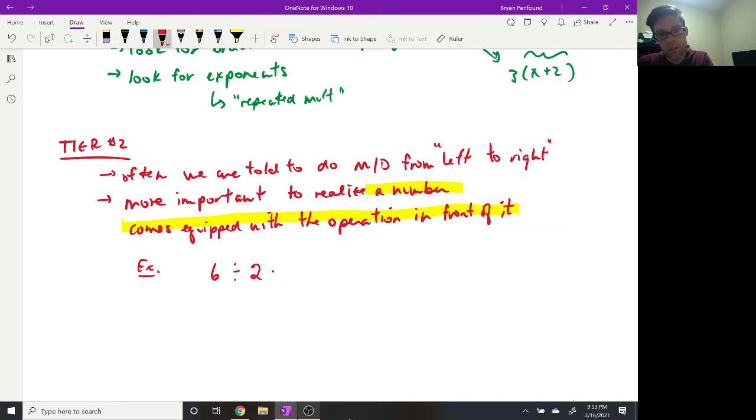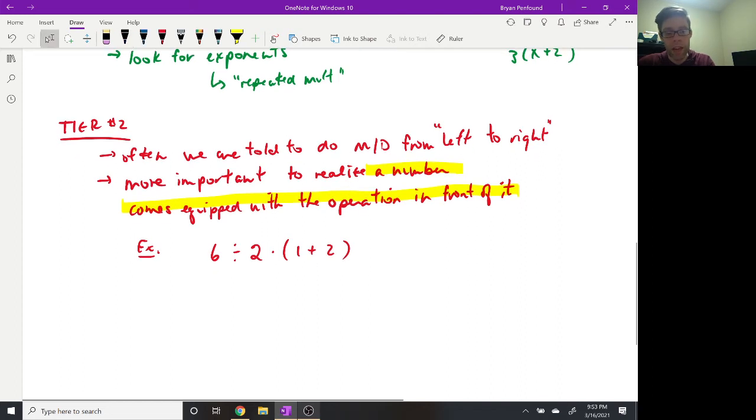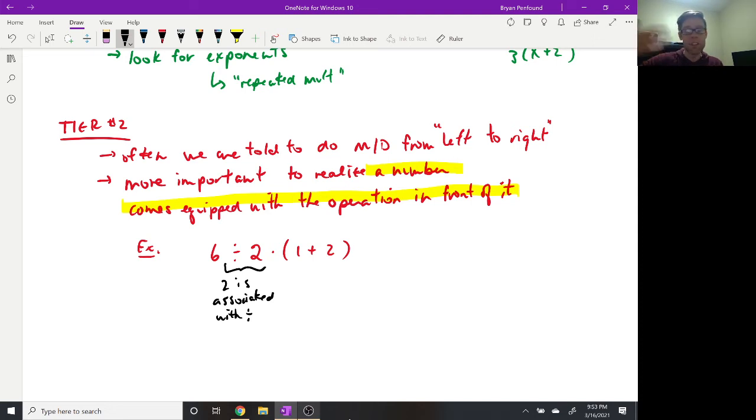6 divided by 2 times 1 plus 2. Okay, and let's talk about the numbers that we have and the operations that go along with the numbers. So here's our first operation, which is the division operation. The division operation has to be associated with the number 2. So 2 is associated with the division operation. In other words, I eventually have to divide by 2. That's just something that needs to be done. I need to divide by 2 eventually.